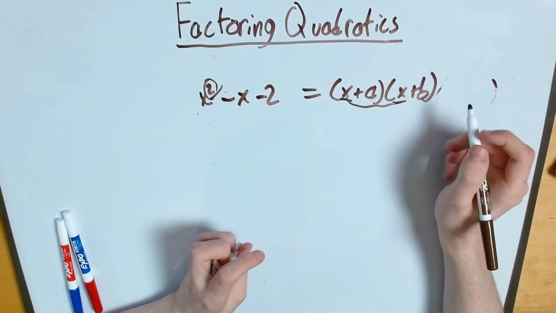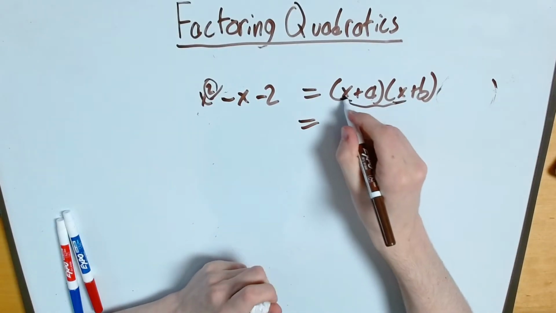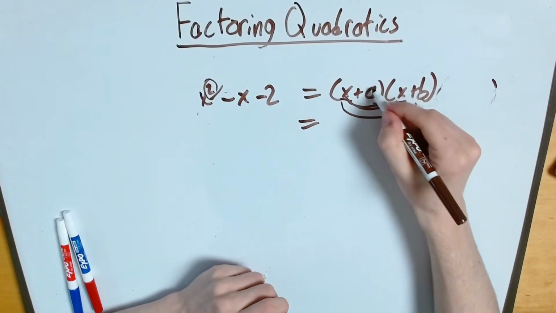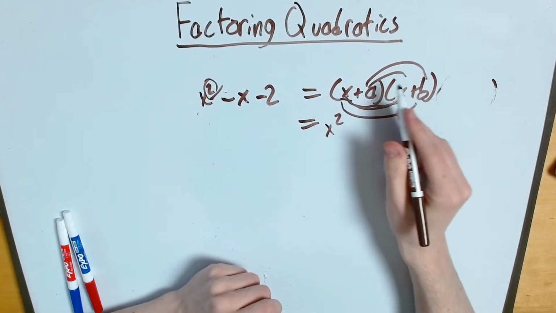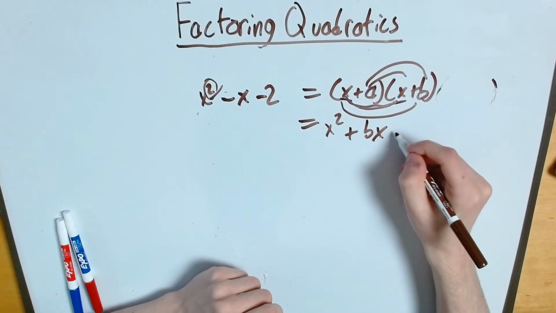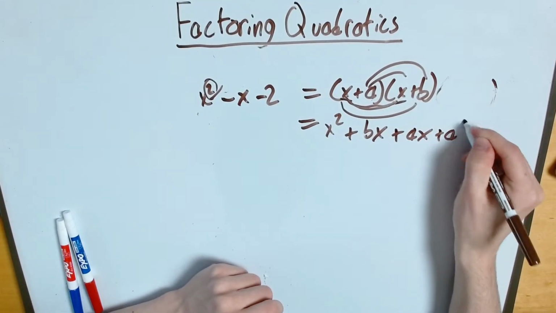Well, we'll start by expanding out this expression. I changed this so it's something easy to work with, right? So we'll make sure we multiply each term by every other term. So x times x is x squared. x times b is bx. x times a is ax. And a times b is ab.